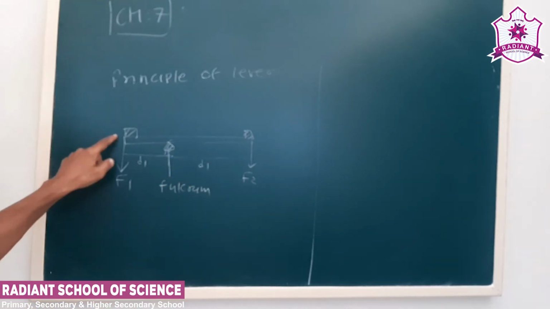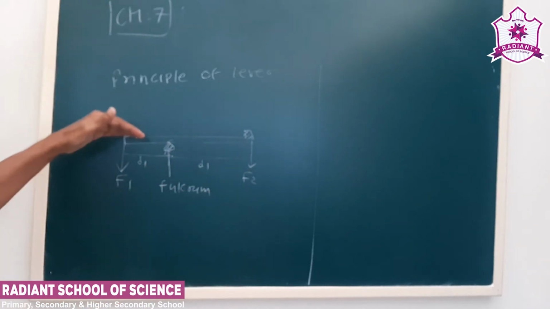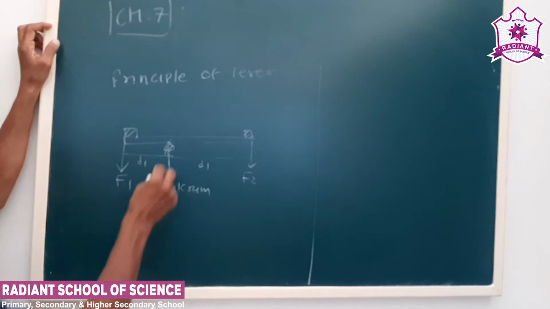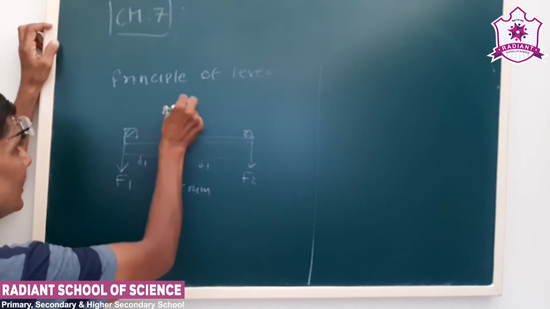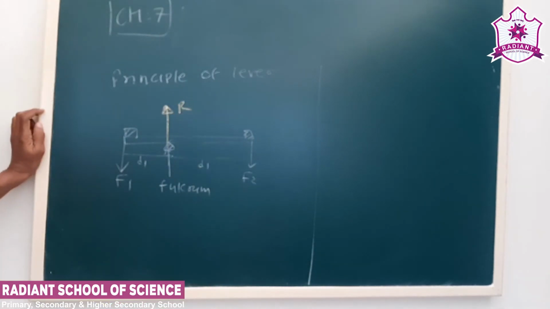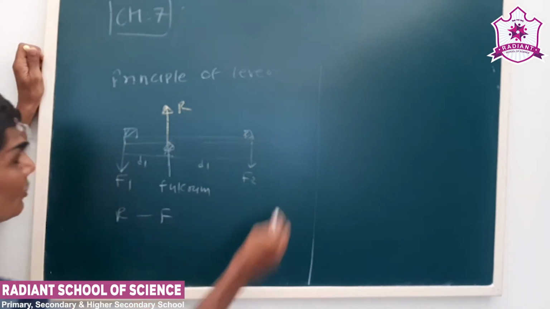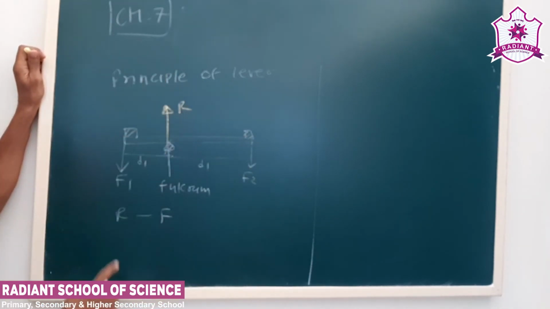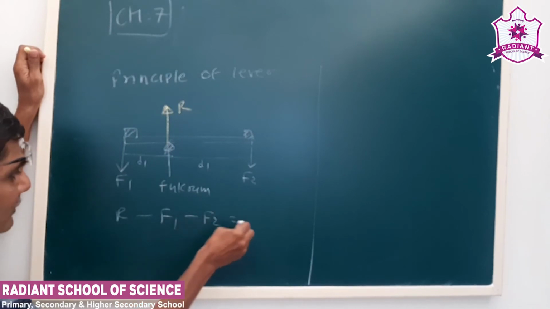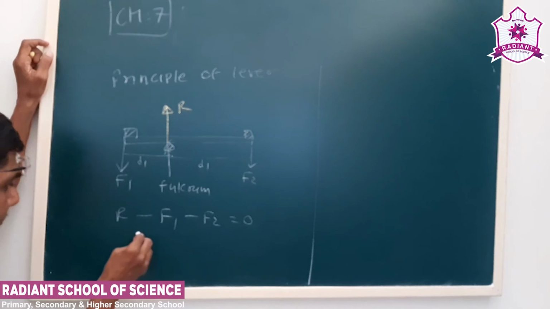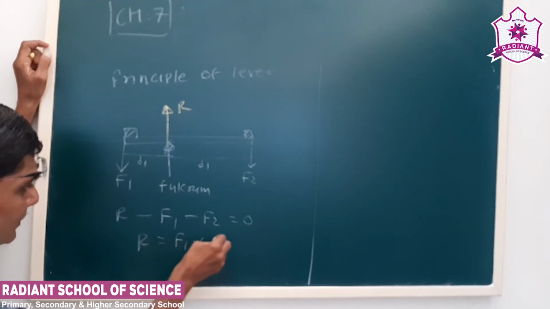Now see, F1 and F2 are, let us say, two objects placed here. So the downward force will be F1 and the reaction is R. Now suppose I consider first the translational equilibrium. So we can write R minus... see, this is the origin, upward force we consider positive and downward force we consider negative. So this reaction R is made up of two parts. R is equal to F1 plus F2.